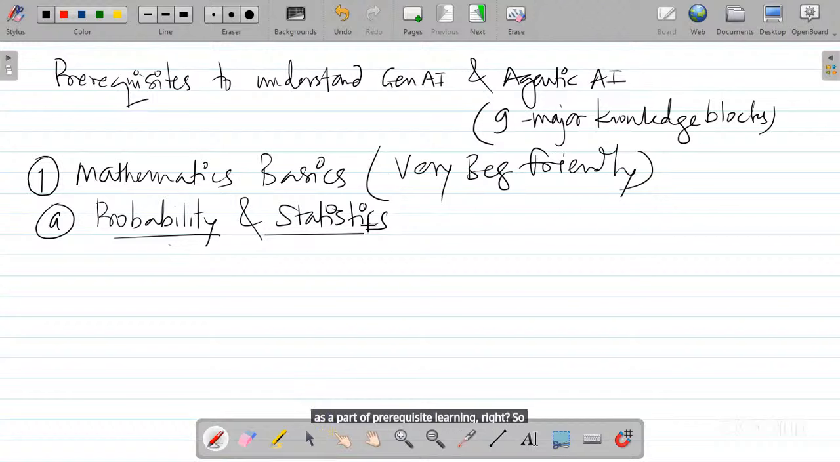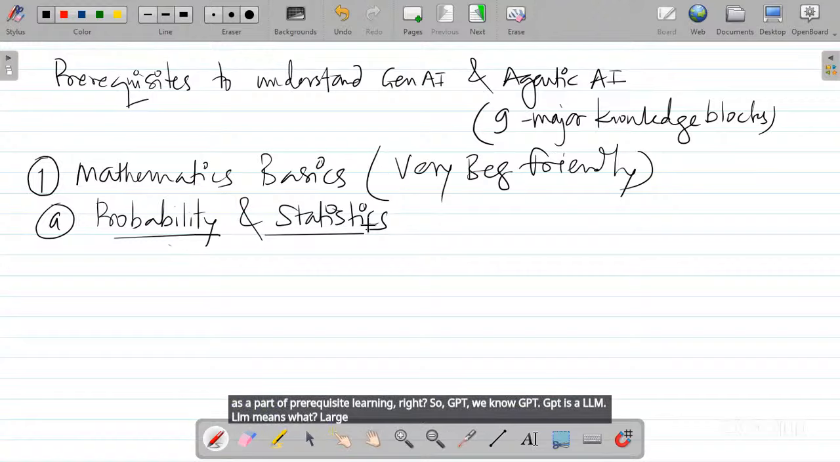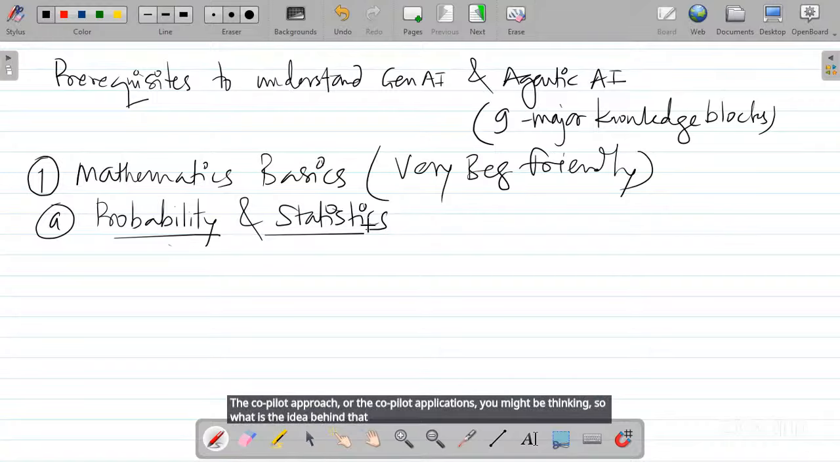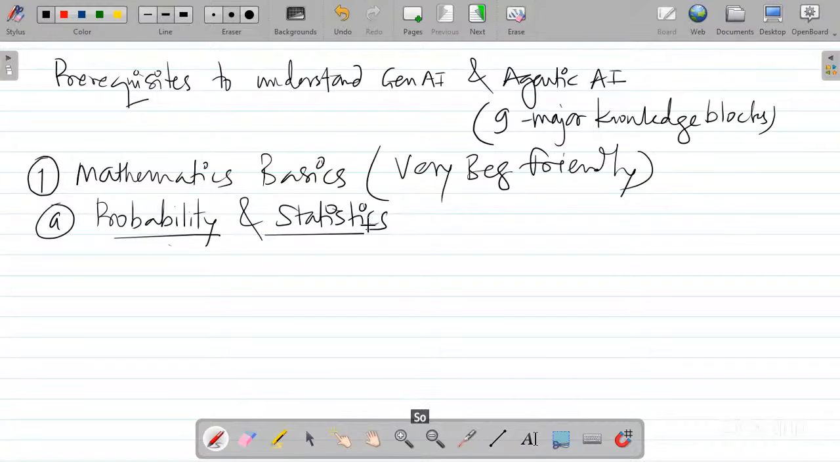So GPT, we know GPT. GPT is an LLM. LLM means what? Large language models. So these kinds of LLMs are choosing your next word based on the probability. So when you're typing something, it is supporting you, it is helping you. The co-pilot approach or the co-pilot applications, you might be thinking, so what is the idea behind that particular generation? The idea behind choosing that next word is the probability, right?